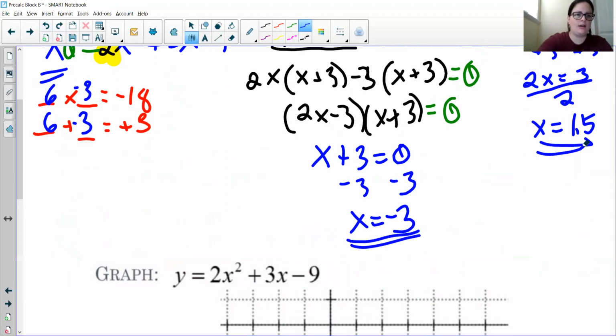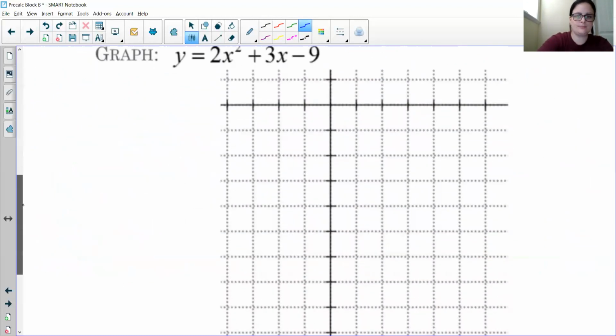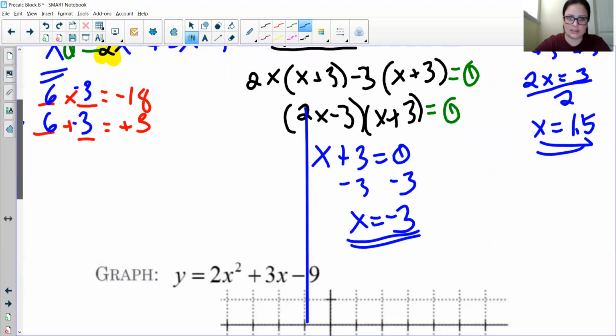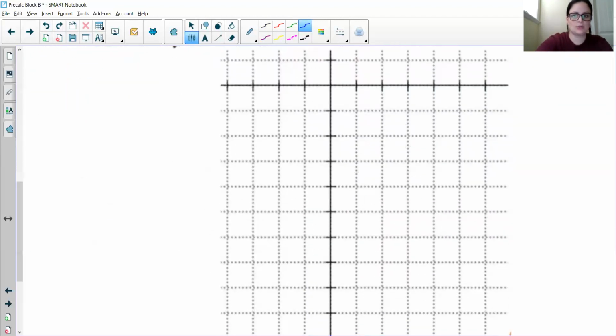So we can go ahead on the graph and sketch those. We have x equals negative 3, and 1.5. This is 1, this is 2, and halfway between would be 1.5. There are our two x-intercepts.